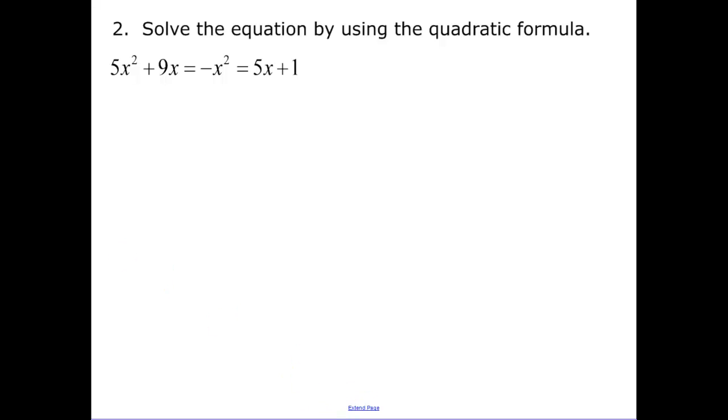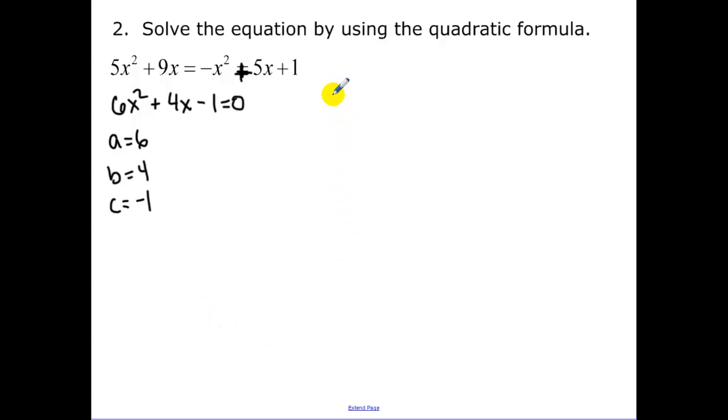Our next equation, and this one should actually have a plus sign in the middle here. So make sure you realize that's a plus sign. So now you want to get everything over to one side. And I would make sure that your x squared term is positive. So I'm going to add it over. I'm going to subtract the 5x over. And I'm going to subtract the 1 over. So now our a is 6, b is 4, c is -1.